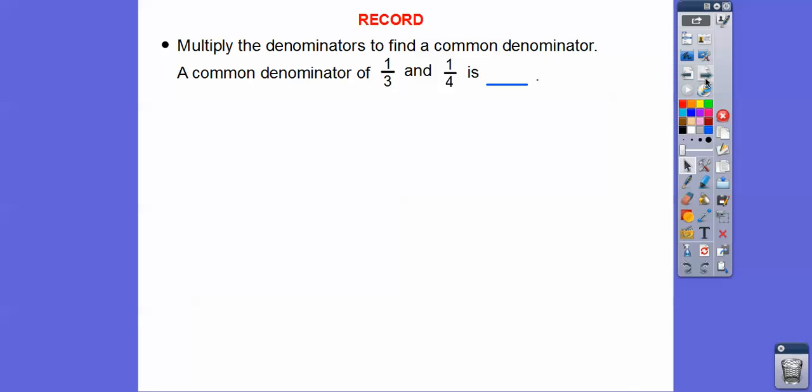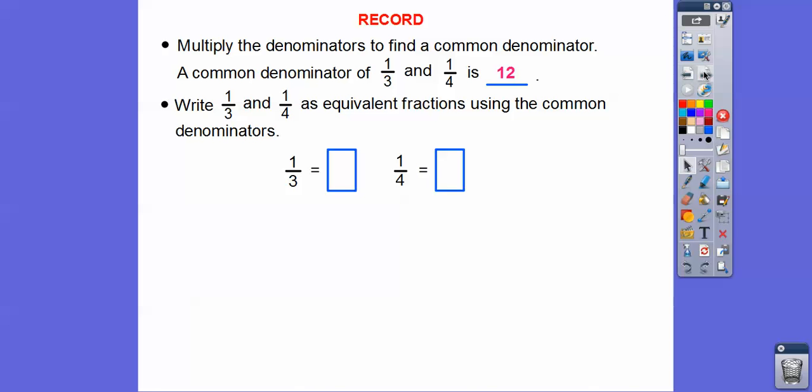Okay, so let's multiply the denominators to find a common denominator. So the common denominator between 1/3 and 1/4, if we multiply those two, is going to be 12 right there. Okay, so we're going to rewrite 1/3 and 1/4 as equivalent fractions using common denominators. Okay, all right, so remember back over here when we did, oh well, I have this right here. It's coming up right here.